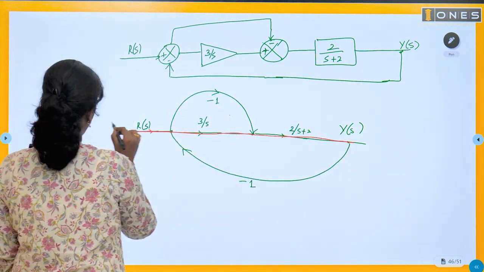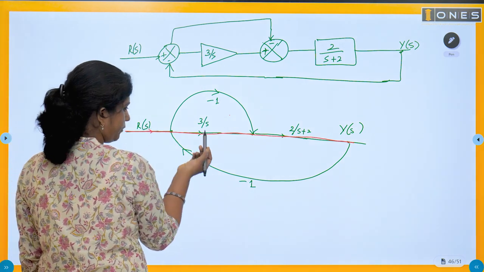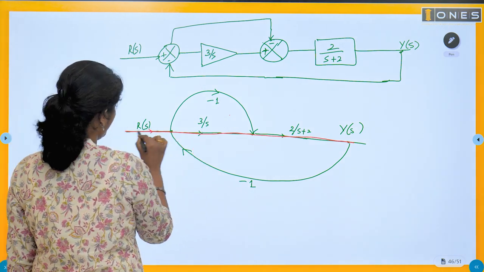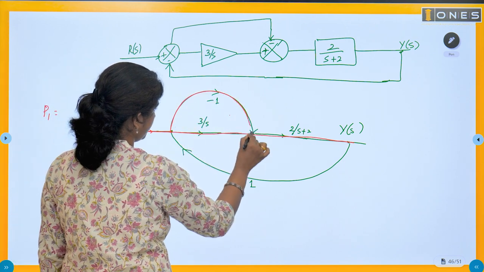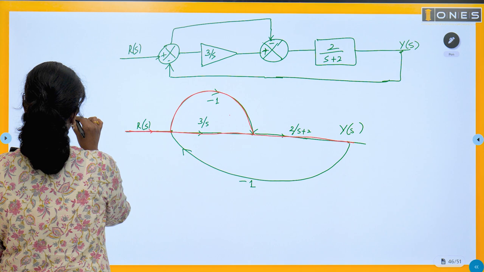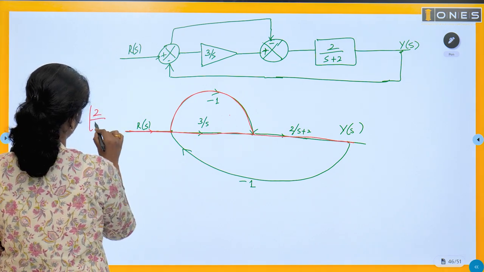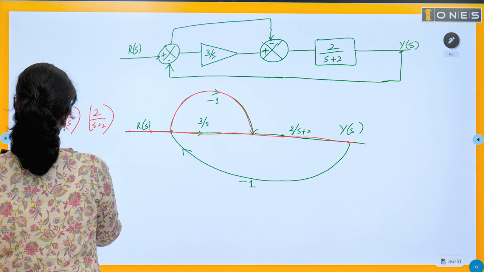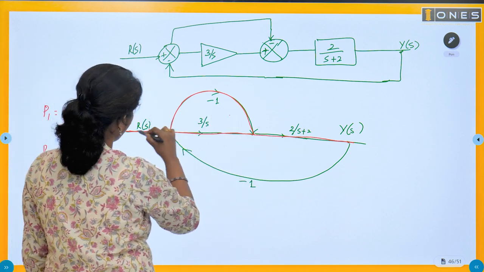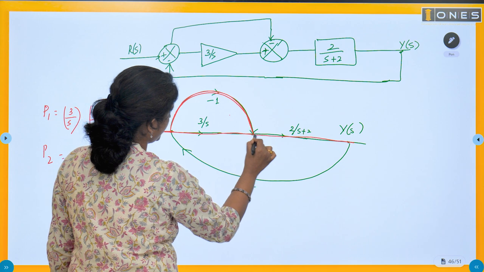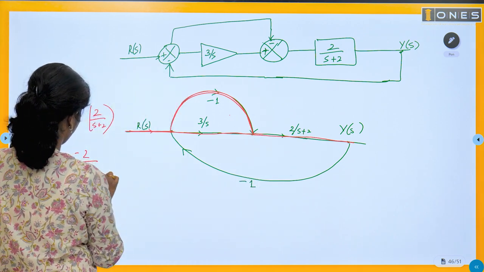Then we have one more path. There is a path like this. P1 is 3 by s into 2 by s plus 2, and p2 is another path like this: minus 1 into 2 by s plus 2, so minus 2 by s plus 2.